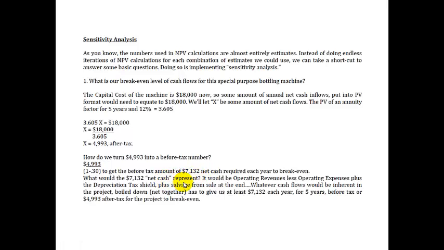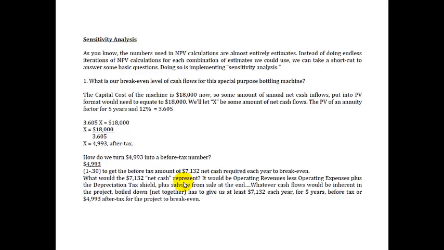So what does that really represent? Whatever it is that's bringing in cash for this particular project, so operating revenues minus operating expenses plus the cash saved from the depreciation tax shield plus the salvage value at the end, whatever cash flows are inherent in that project boiled down and netted together needs to give us at least $7,100 each year for 5 years before tax, or this $4,993 after tax, for the project to break even.